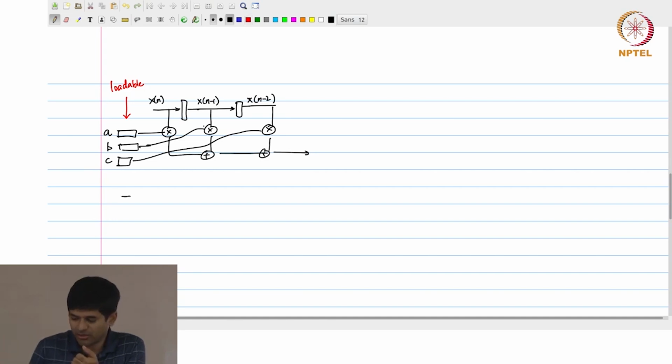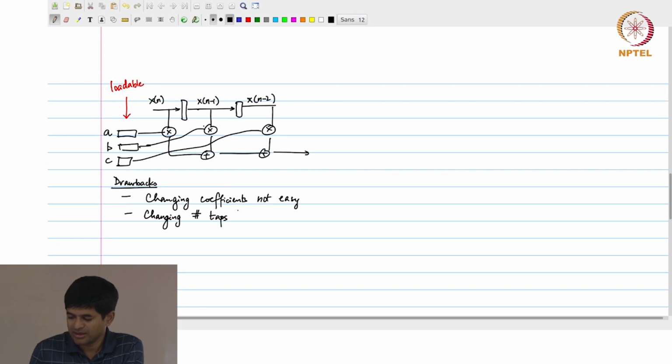So if I try listing the drawbacks, one is that changing coefficients is not easy. Changing the number of taps requires recompilation essentially, or resynthesis.